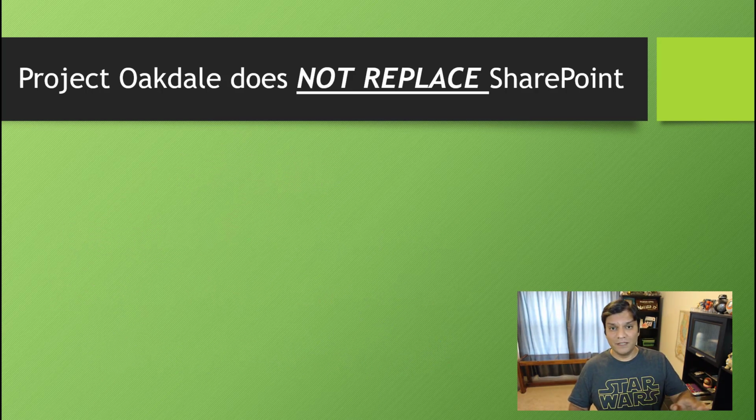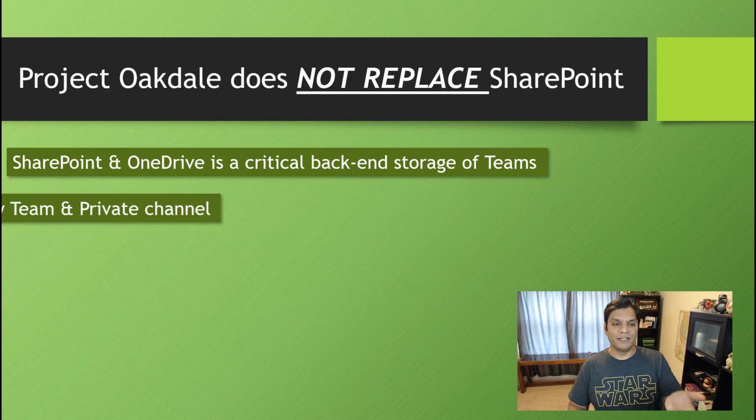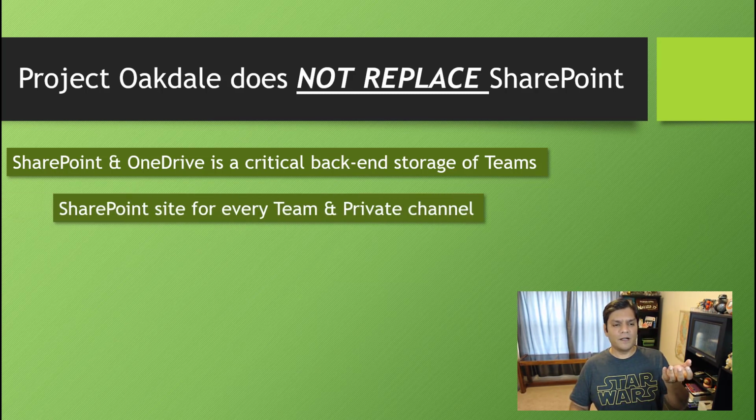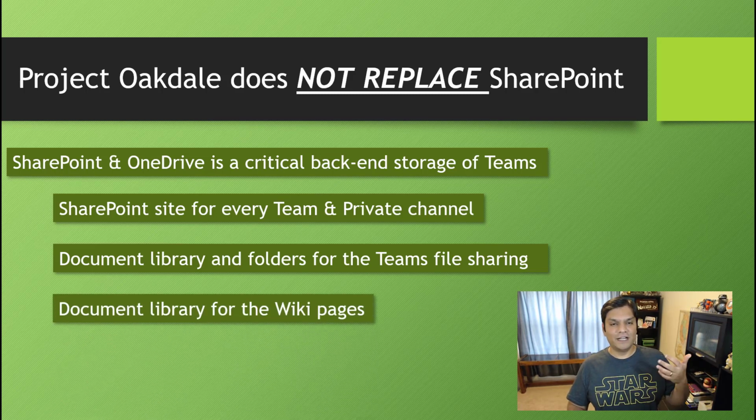And I've got very easy ways to explain that. SharePoint and OneDrive are very critical backend storage for Teams, and you can't just pick that up and change it. Think about it: a SharePoint site is created for every team and every private channel. It's a very critical, very important integration. The SharePoint document libraries and folders are used for Teams file sharing. You can't just go and change that. And finally, the document libraries are also used to store wiki pages. So SharePoint is a very critical file and page storage environment in the back end for Teams. It's not going anywhere.